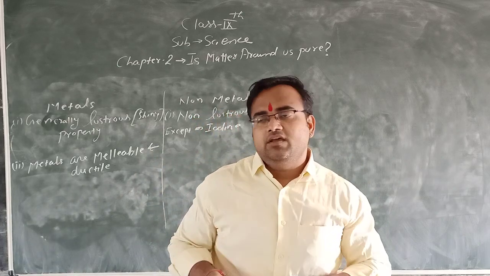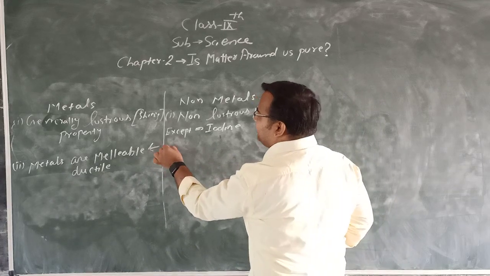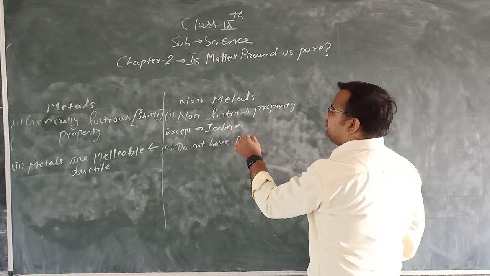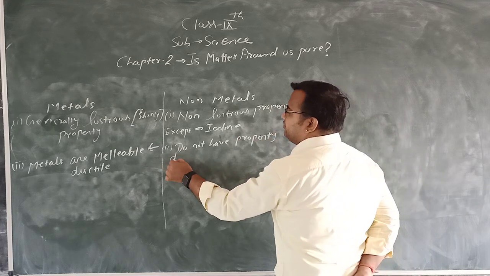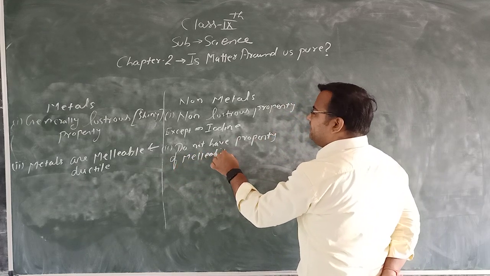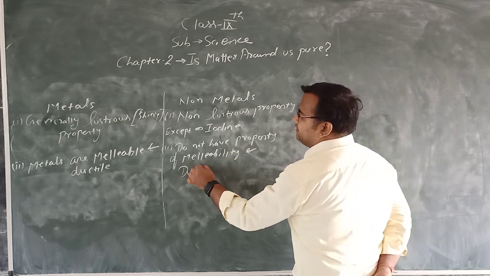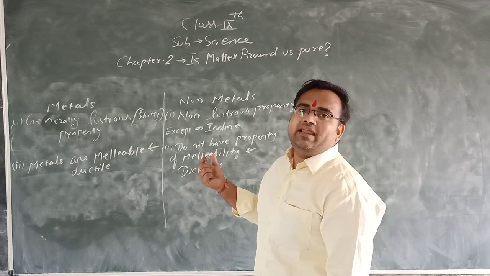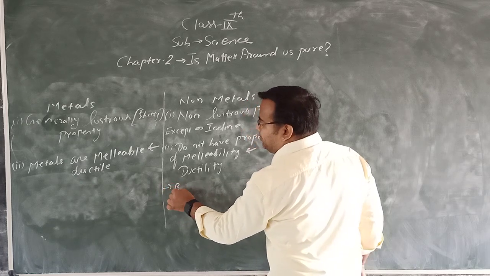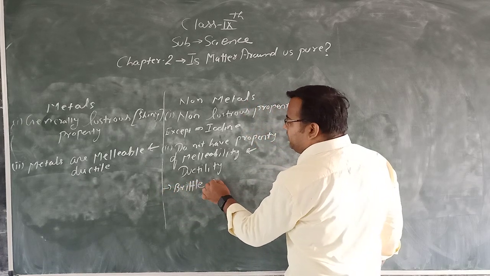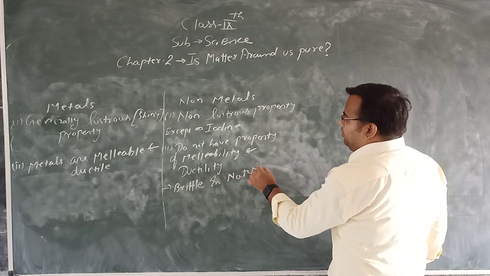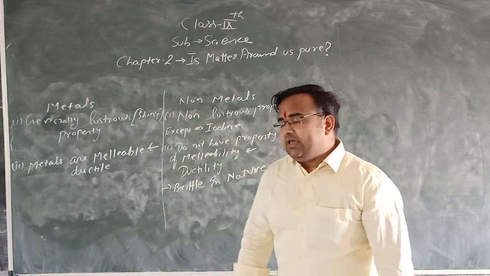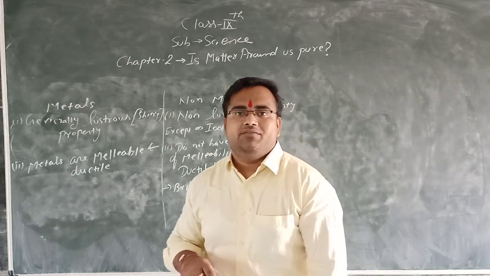And exactly opposite of metals, non-metals do not have the property of malleability and ductility. That means they are brittle solids. They are brittle in nature. Brittle means they can be broken down easily. Except diamond. We can say except diamond.